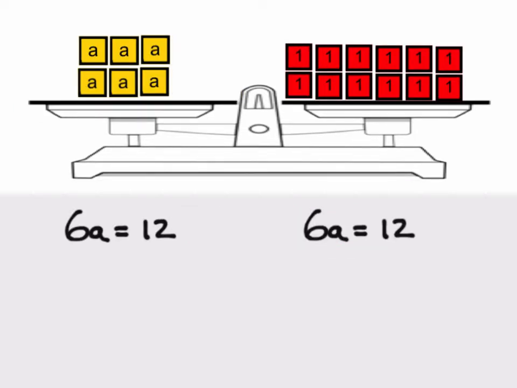But what about dividing? Let's start with the equation 6a equals 12, which we've also modeled using our scale. Now my claim is, if the left-hand side of the scale is exactly the same as the right-hand side of the scale, then if we take half of the weight on the left, it should be exactly equal to half of the weight on the right. Which means if we take away half of the a's on the left-hand side and half of the 1's on the right-hand side, the scale should remain balanced.